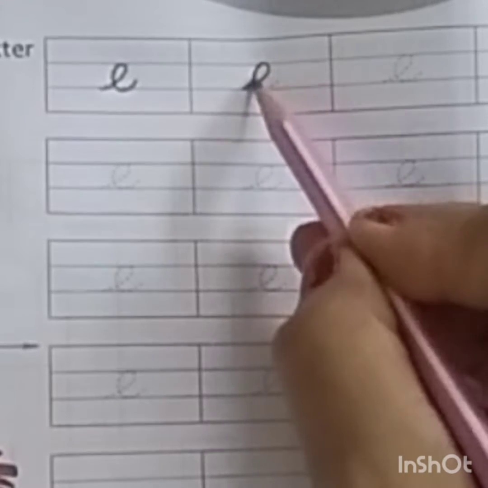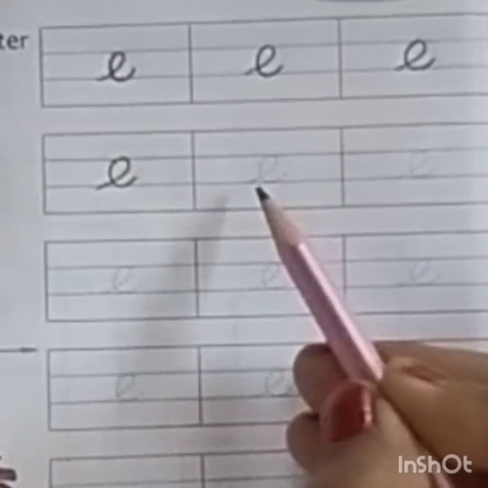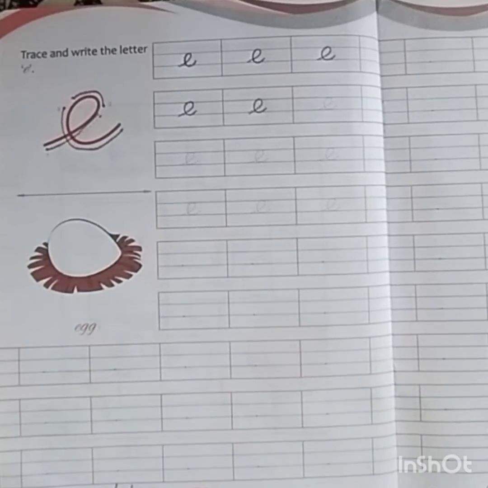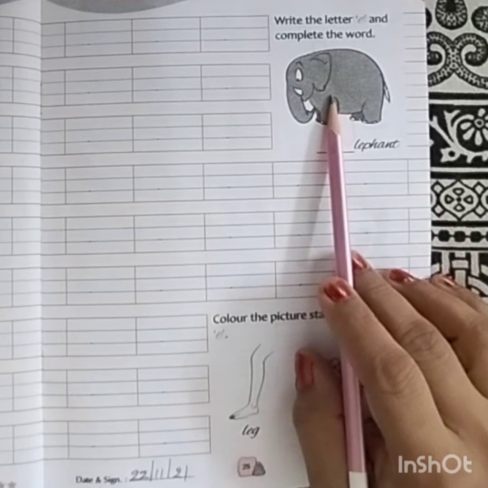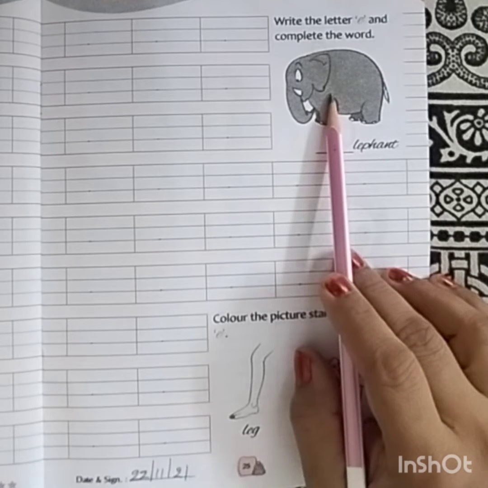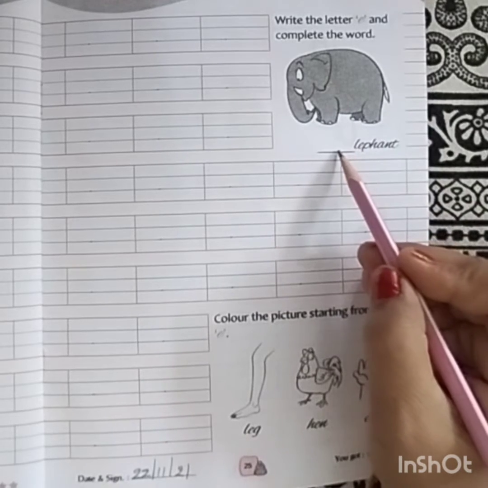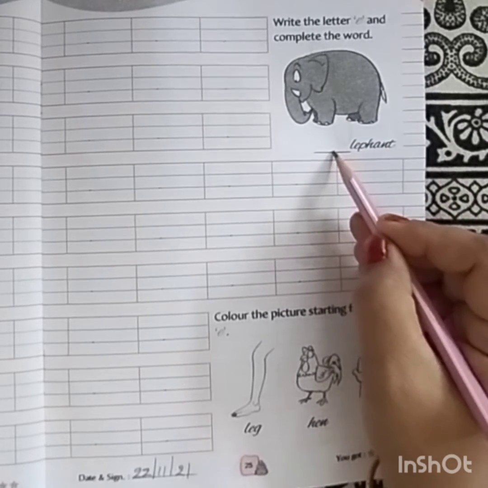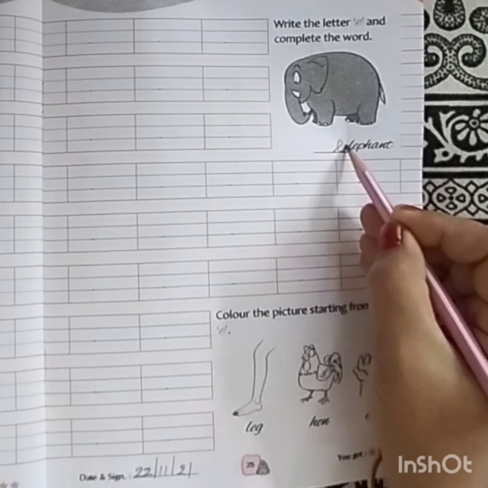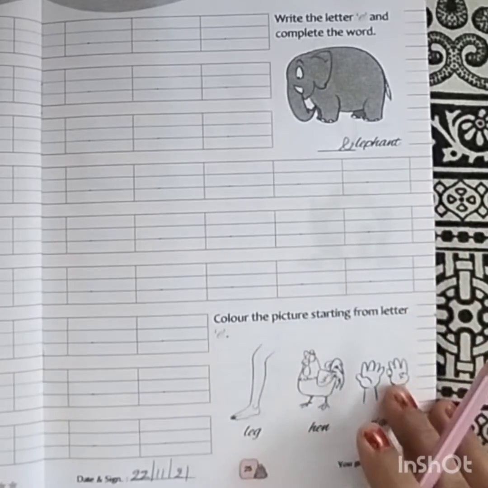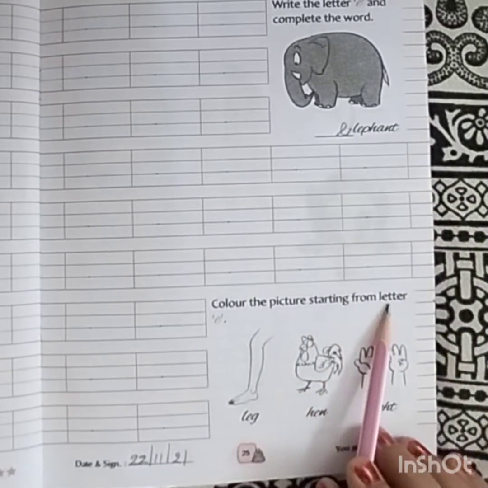E for egg. So you do the practice of this E letter, first trace on these letters and you complete these both pages. And now here this is the picture of E for egg and in page number 25 here write the letter E and complete the word. You know which animal is this? Yes, it's an elephant. So here you have to write E letter, start from this line, go slanting up, turn, make a loop here, come down and curve it upside. E for elephant.